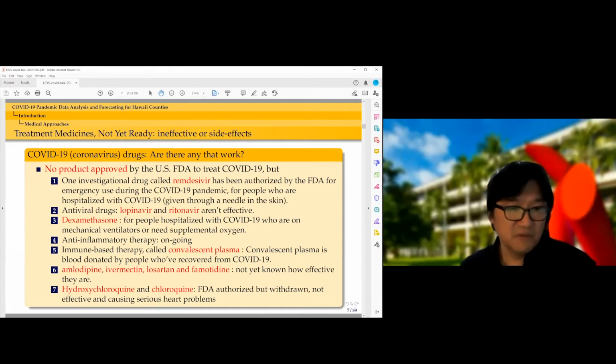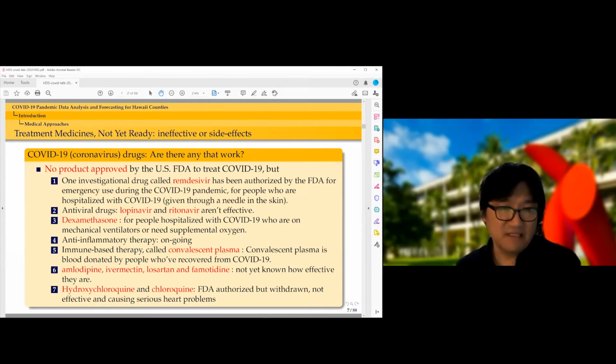Also, some of them, like these two, were authorized one time but withdrawn because a serious side effect was found. So far we don't have any significant hope of a treatment medicine or vaccine anytime soon.